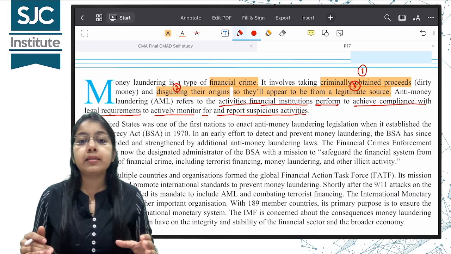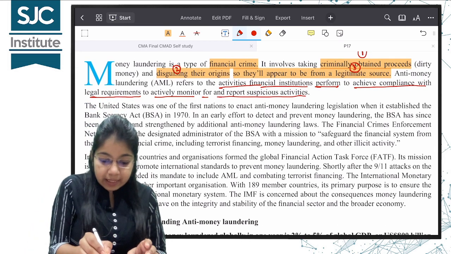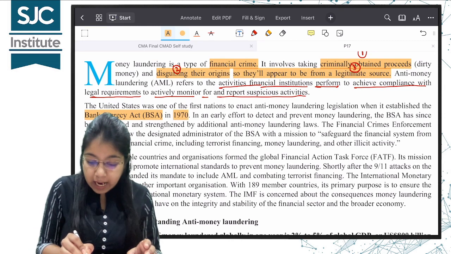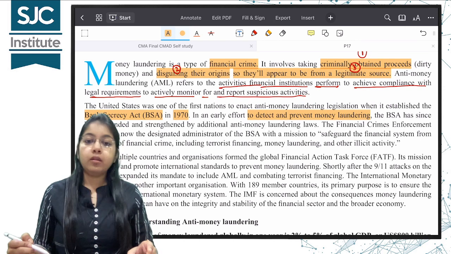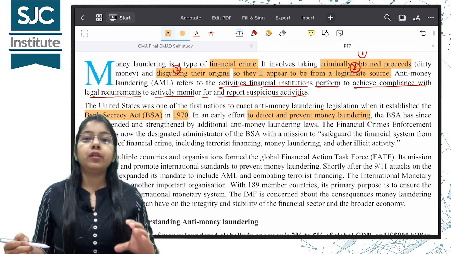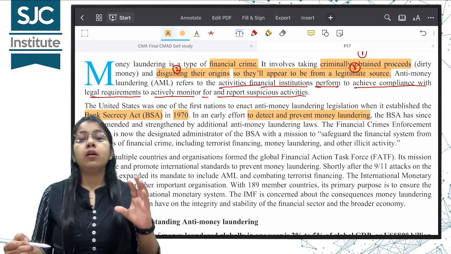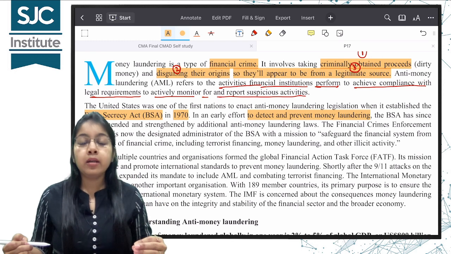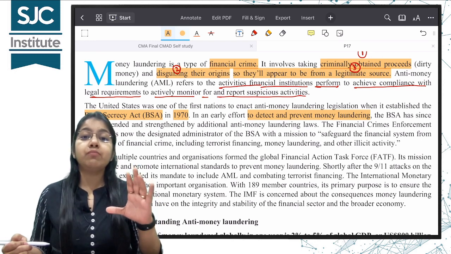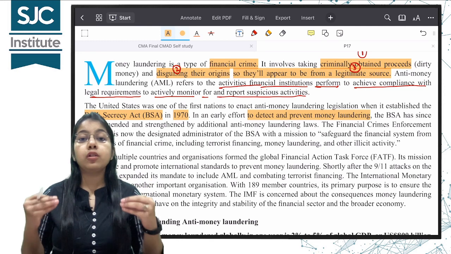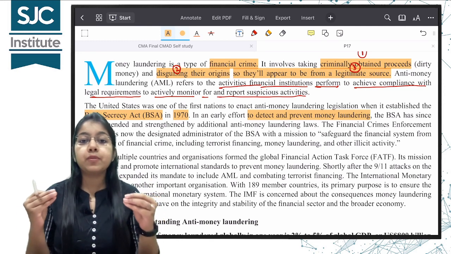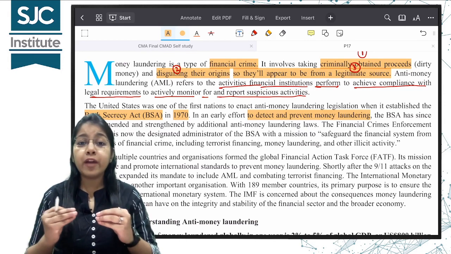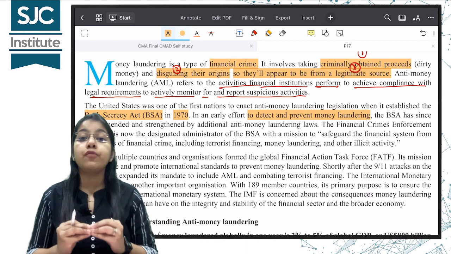The United States introduced the Bank Secrecy Act in 1970 to detect and prevent money laundering. Okay. Similarly, in India, we have the PMLA. Also, international organizations like the IMF, International Monetary Fund, where 189 countries are its members, are also aiming to combat these types of financial crimes, and money laundering is in a very big way related to financing of terrorism.